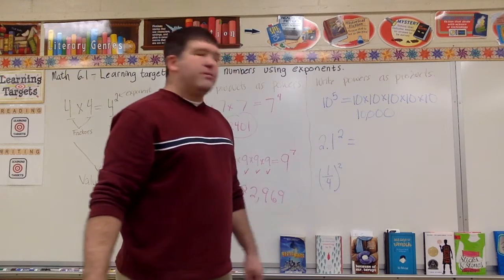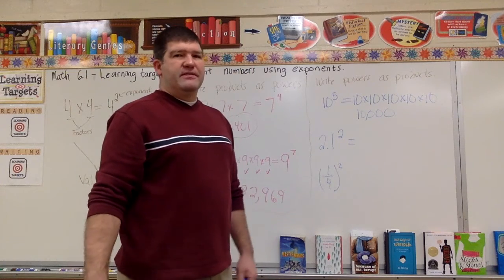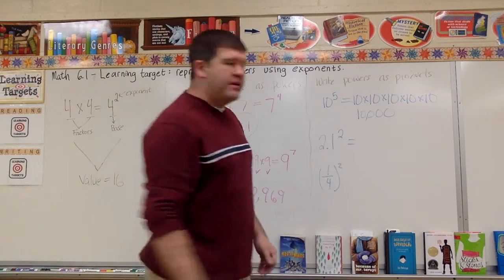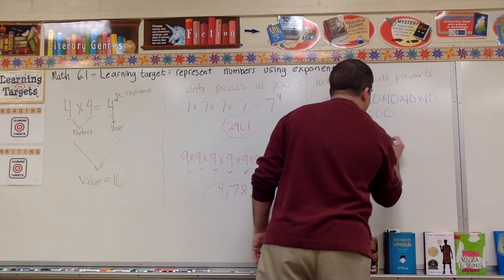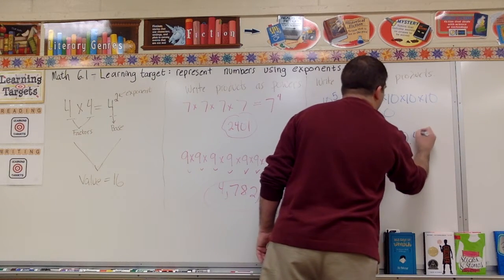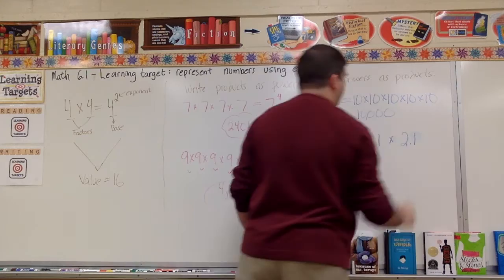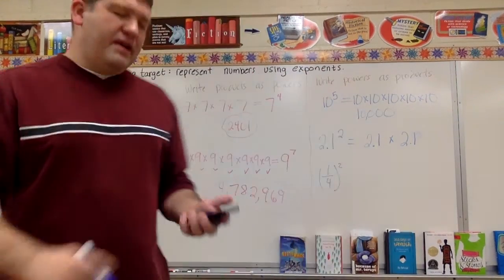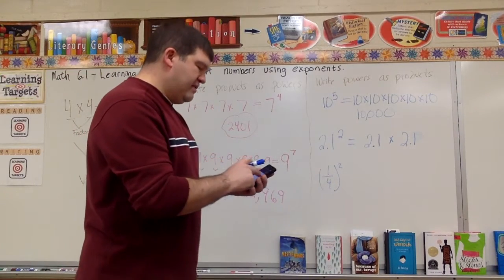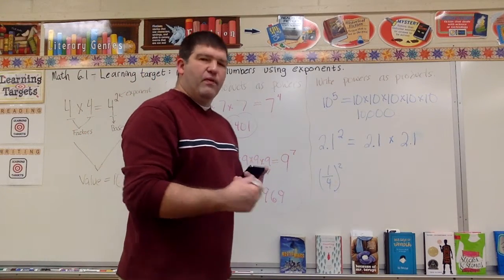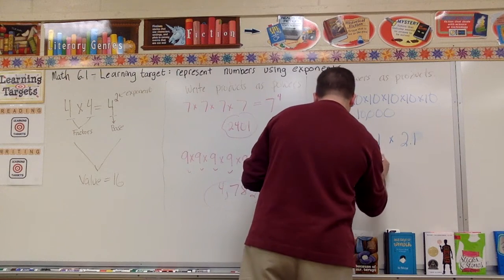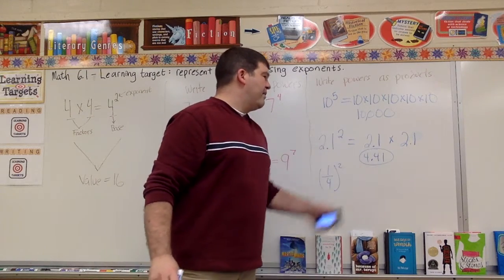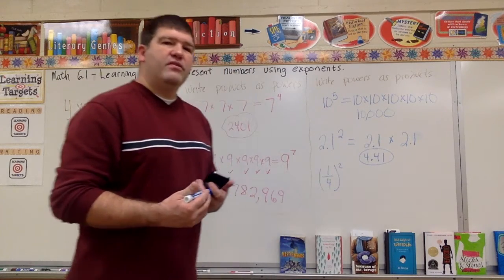I could do this one, 2.1. I could do decimals and fractions that have exponents. Okay. 2.1 to the 2nd power, all it is is 2.1 times 2.1. Okay. And if you do that, 2.1 times 2.1 equals 4.41. So 2.1 to the 2nd power is 4.41.